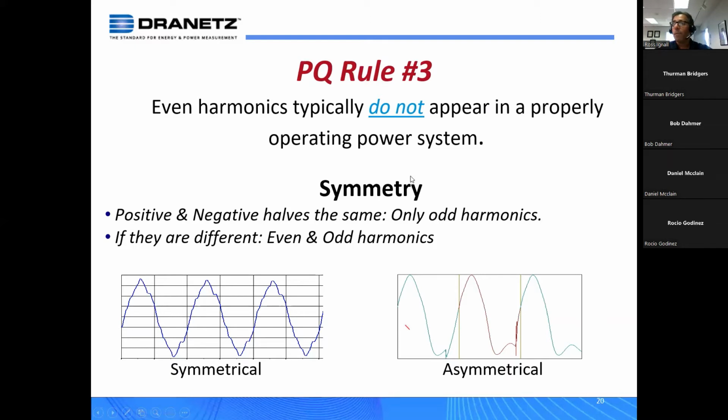So the rule of thumb here is if you see even order harmonics in the typical power system, there's probably something not right there. Now, note that there are exceptions to this. I understand some X-ray machines and medical imagery draw current differently in the top half versus the bottom half, so they probably don't apply to this rule of thumb, but traditional power generation and power consumption does apply to this rule of thumb.